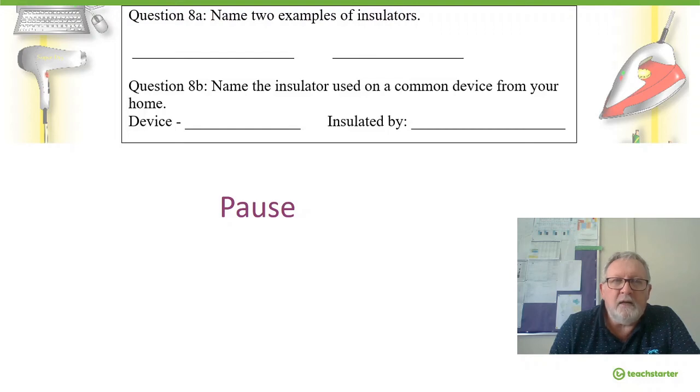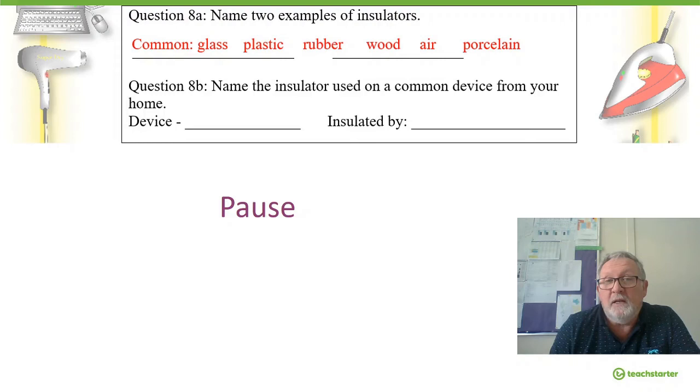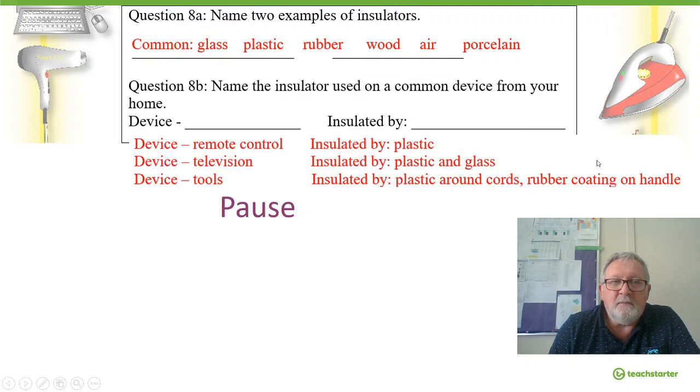All right, let's go and have a look. Here are some of the common ones. Hopefully you had two of those ones written down. Glass, plastic, rubber are the main ones, but we can also have wood, believe it or not, air, and porcelain. Porcelain is a form of glass, usually that white glass. Sometimes dinner plates are made of porcelain. All right, so name an insulator. I've got some examples here, such as a remote control, which is insulated by plastic, television sets, tools. I'm certain that you found plenty of things there, but of course the most common ones are plastics and or rubber.